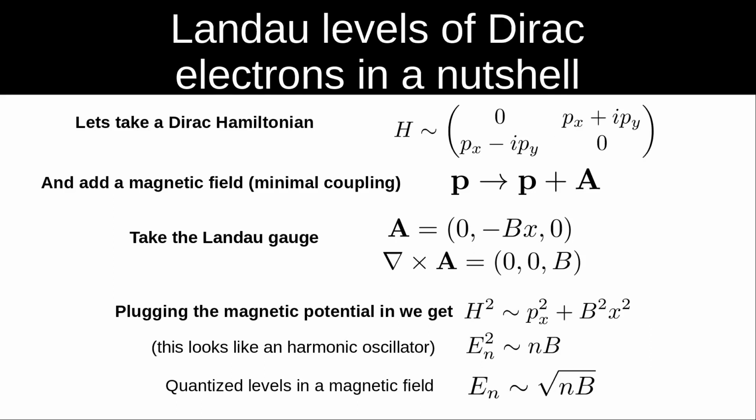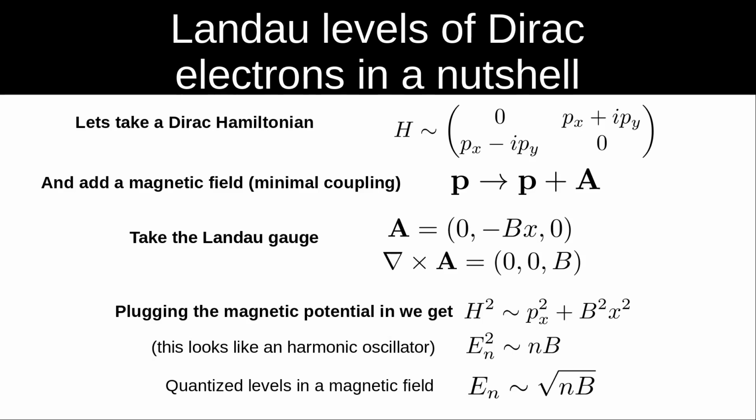Now the next point that we can deal with is the Landau levels in the Dirac equation. And so the Dirac equation is essentially relatively similar to the Schrodinger equation, but now instead of having p squared, we have a matrix where we have px and ipy in the off diagonals. And for this Hamiltonian, we can do again the canonical replacement. We can replace the momentum by the momentum plus the magnetic potential. Again, we can take the gauge where the magnetic potential only has dependence on x, which is the Landau gauge.